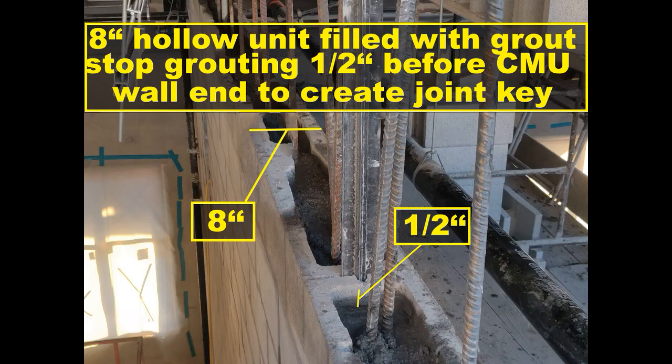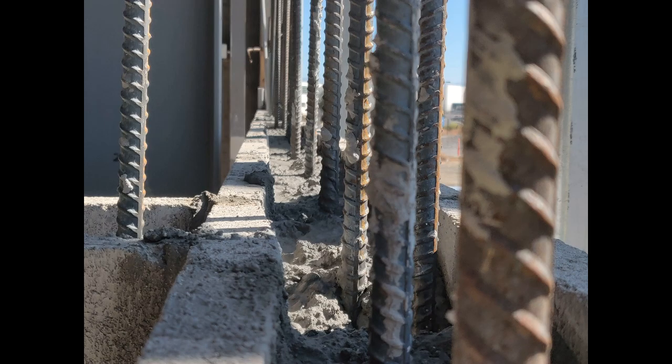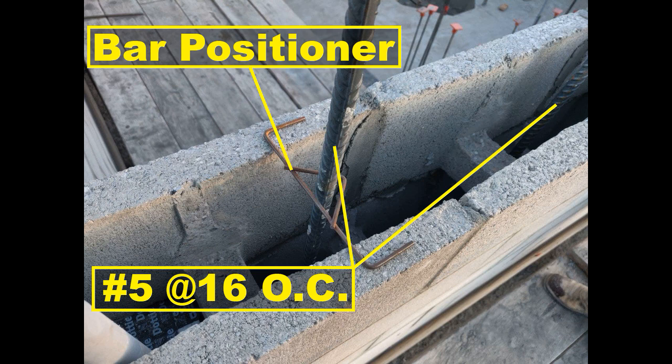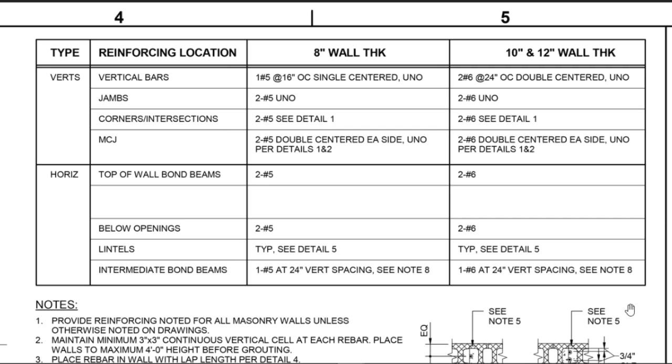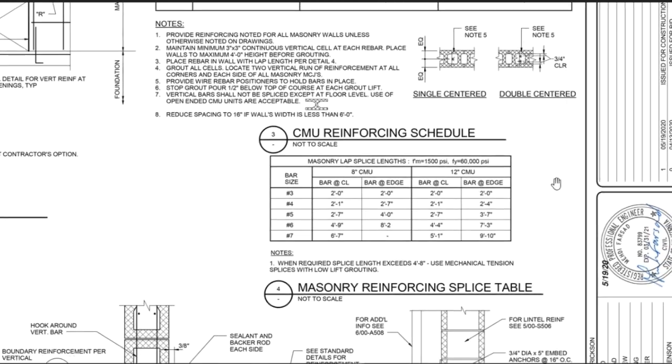In the attached pictures, you can see full grouted masonry wall cells with half an inch clearance at the top of the course to create a shear key for the next grout lift. Wire rebar positioner. Let's move on to detail 4.